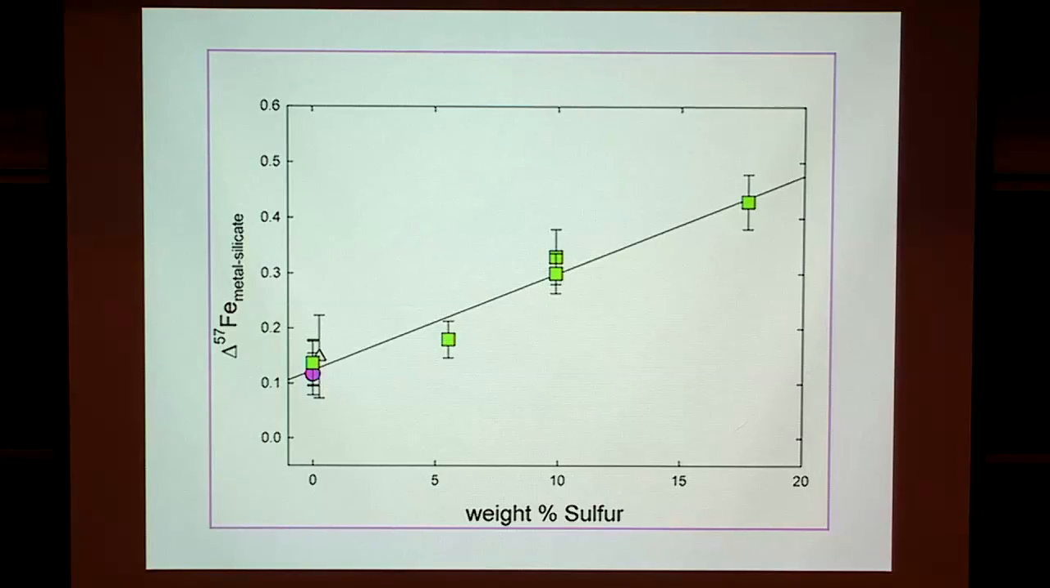So we looked again at the iron isotope fractionation between metal and silicate, this time as a function of the weight % sulfur in the iron-sulfur alloy. The green squares, just focus on those, show that at 0 weight % sulfur, so just the plain iron isotope fractionation between metal and silicate, there is a fractionation of about 0.1 per mil. And as you increase the sulfur in the metal, you get more and more fractionation.